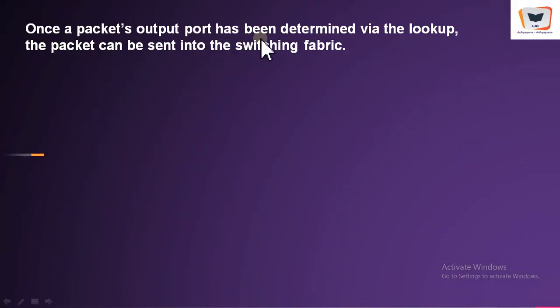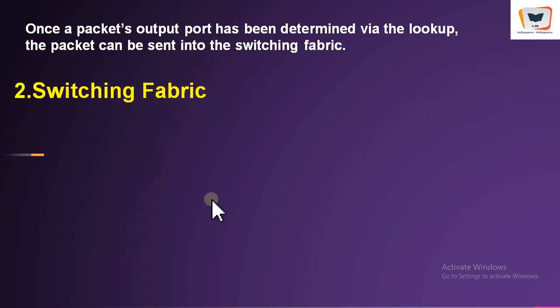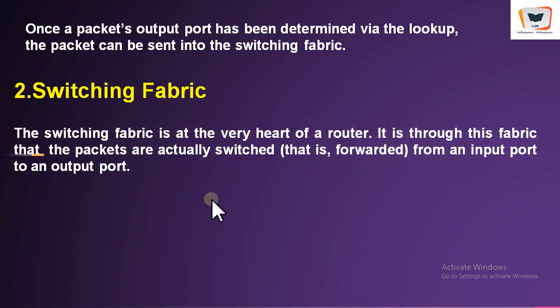Once a packet's output port has been determined via the lookup table, the packet can be sent into the switching fabric. Switching fabric forms the heart of a router. It is said to be the heart of a router because it is through this fabric that the packets are actually switched, that is, forwarded from an input port to an output port. This is called switching: switching an arriving packet from the edge of the input port to the edge of the output port.